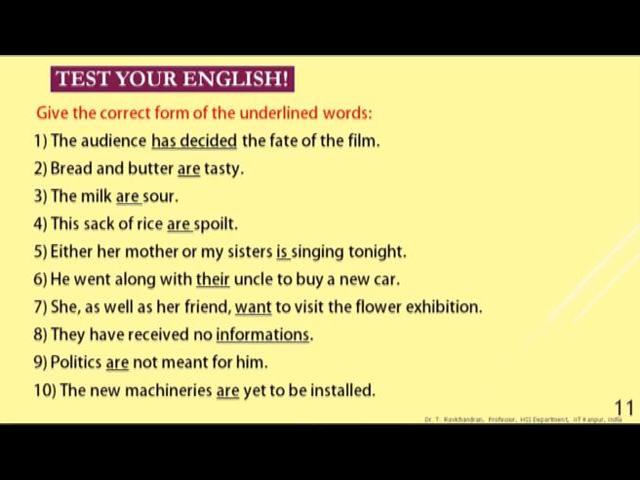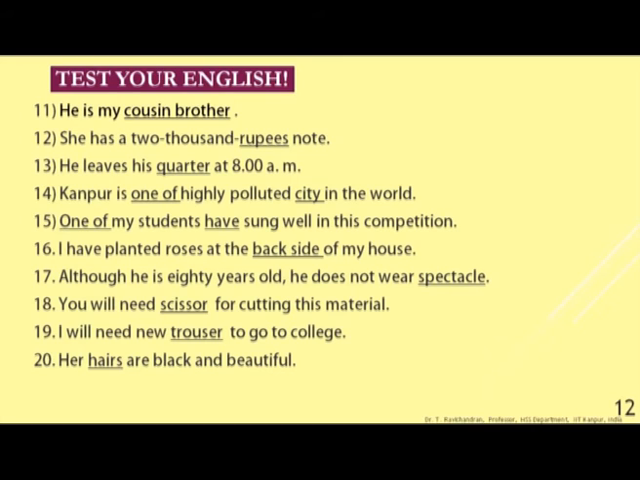Or again is the underlined word. Let us look at the next 10 sets of incorrect expressions in sentences in terms of testing your English. 11th one, this is a very common one which most of you use very frequently. He is my cousin brother. Underline the words, cousin brother.